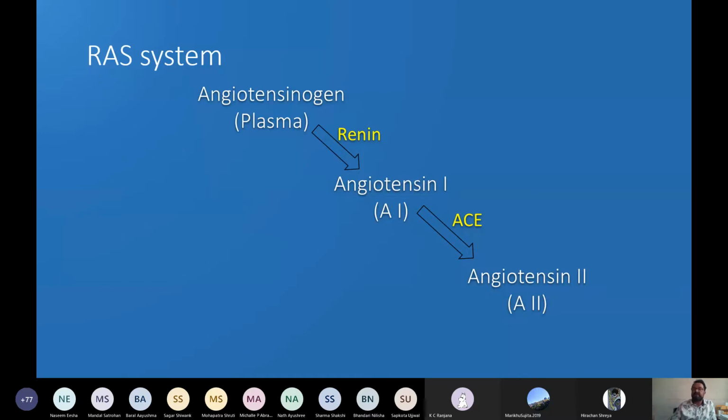Later on it was found that even angiotensin 1 needs to get converted into something else, which is angiotensin 2, and that is done by a special enzyme. It was not renin anymore, and that enzyme was called angiotensin converting enzyme. So the name is easy, it will convert the angiotensin. Okay, angiotensin converting enzyme. Guys, are you listening to me?